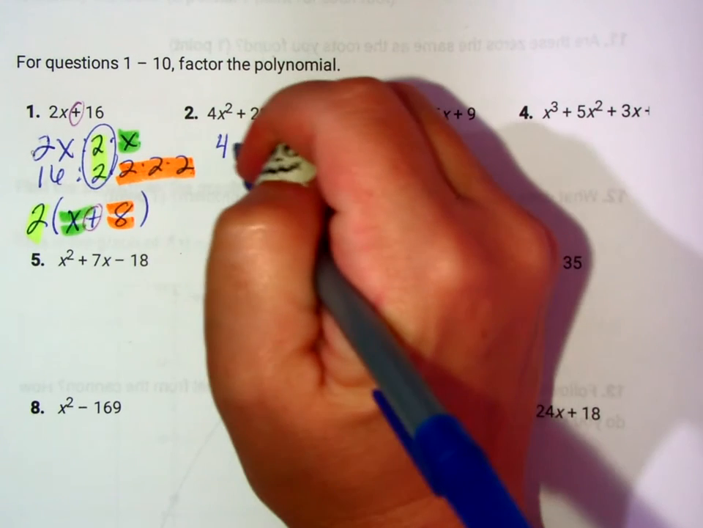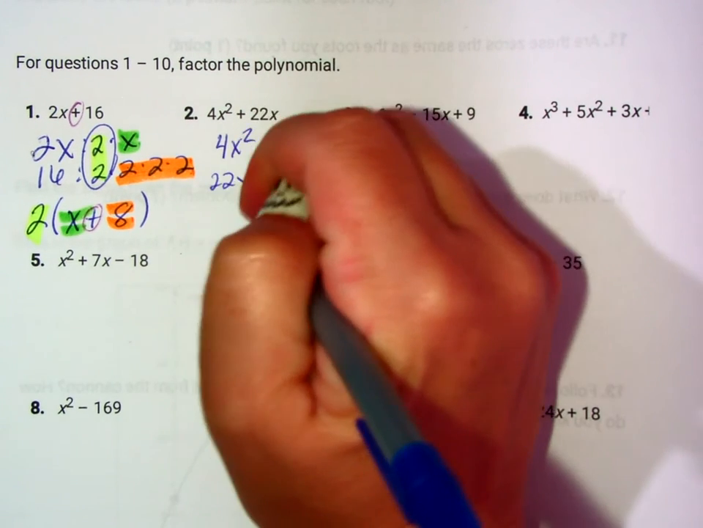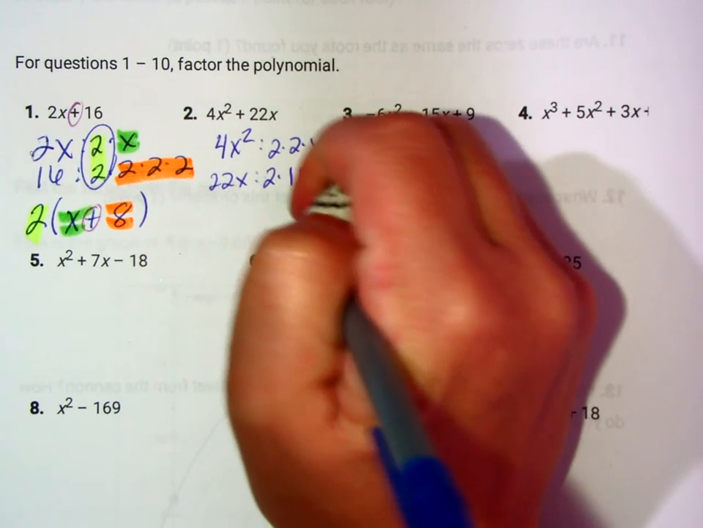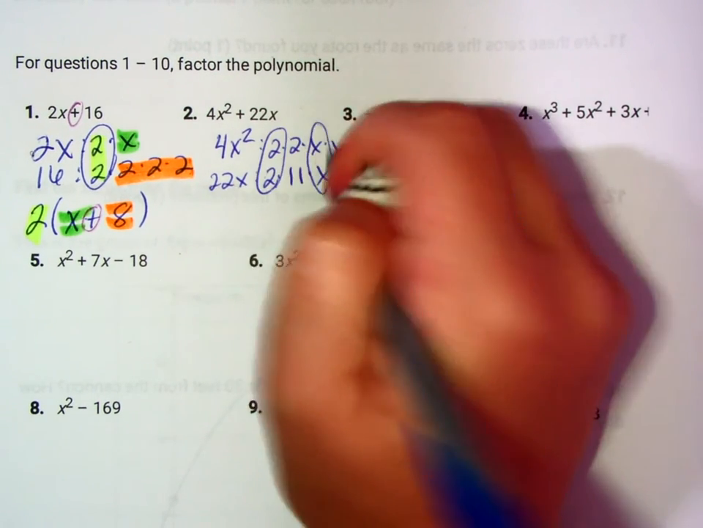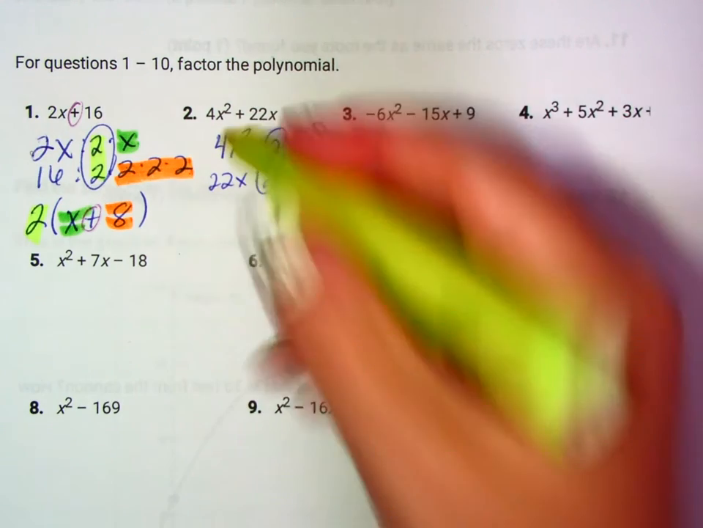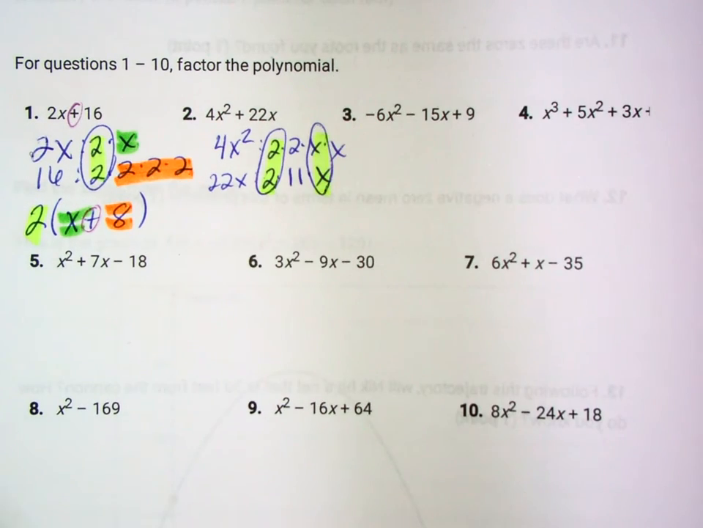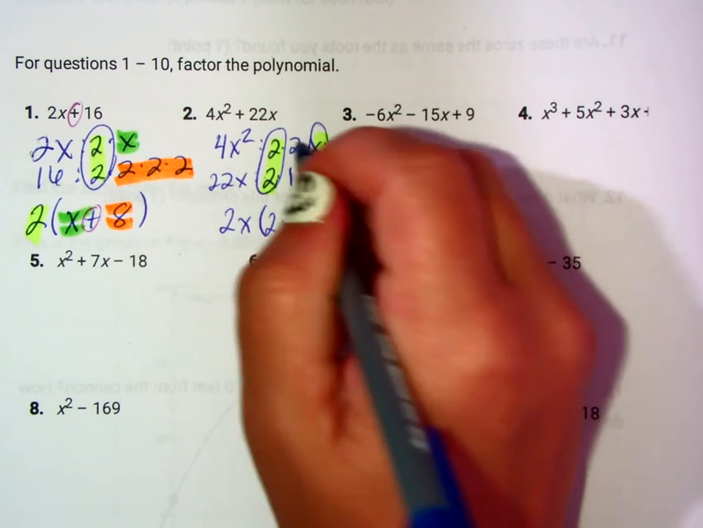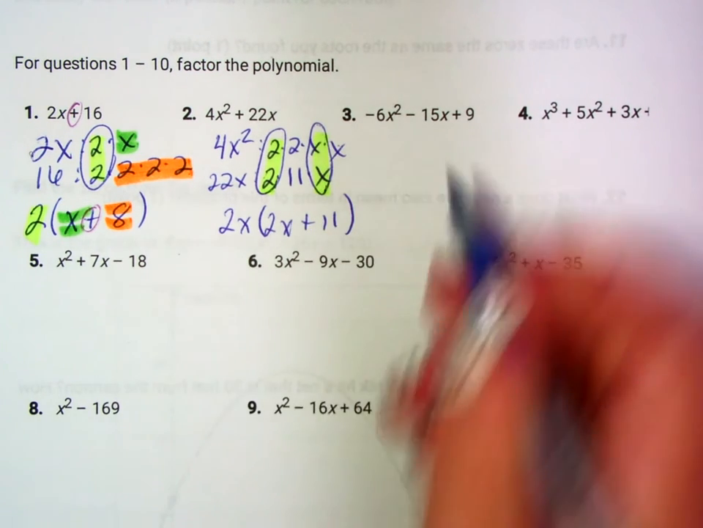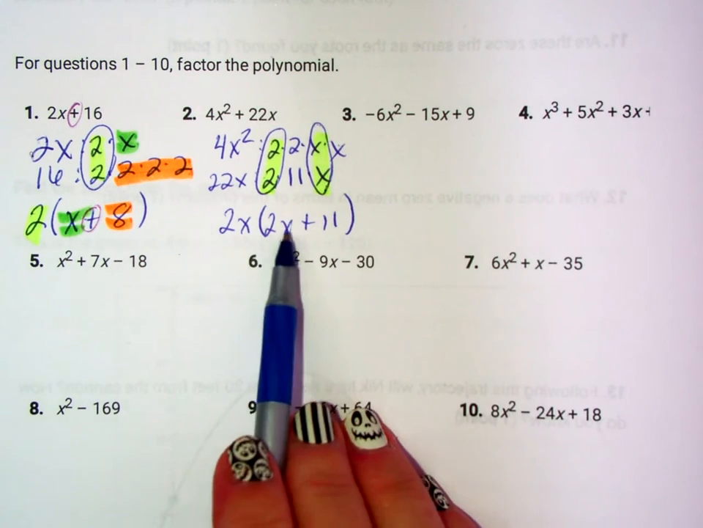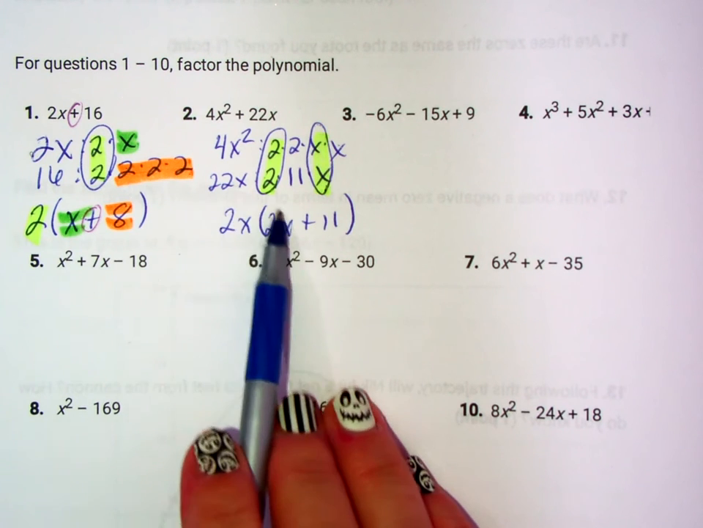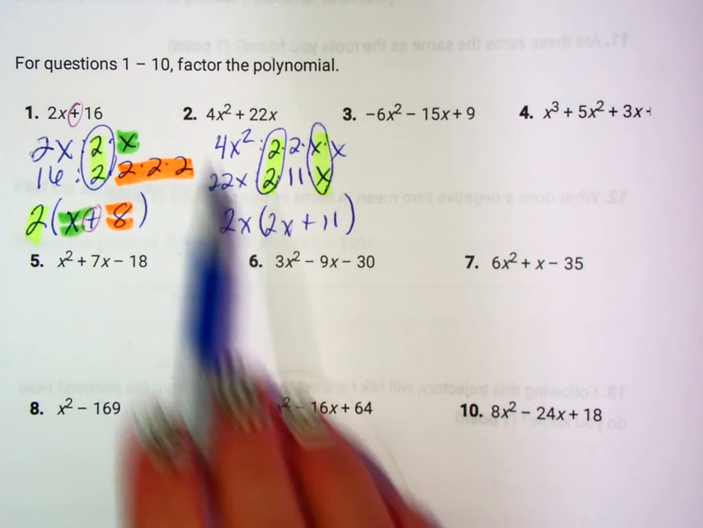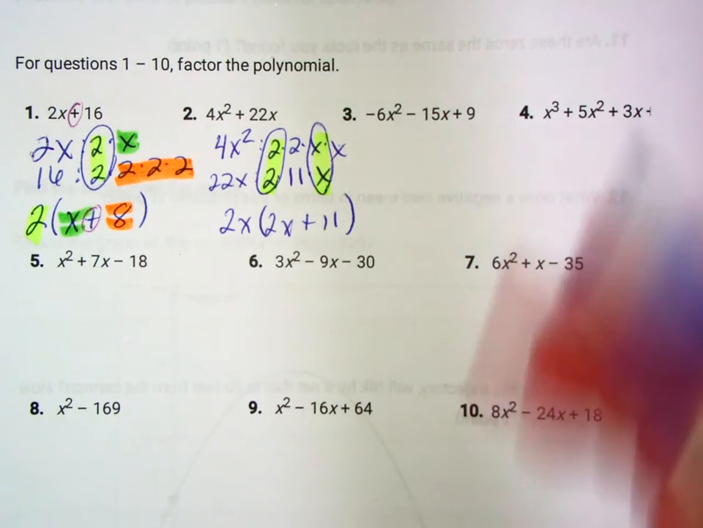Here comes the next one. 4x squared and 22x, breaking down into their smallest parts. There's a 2 in common this time and an x. So the 2 and the x go out front. Staying inside will be a 2x that's left over plus 11. If I'm not sure if these are the correct factors, all I have to do is multiply these to get back to my original answer. 2x times 2x equals 4x squared. 2x times 11 is 22x.